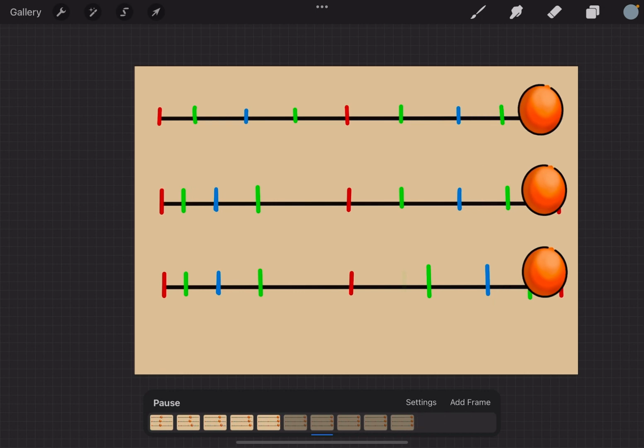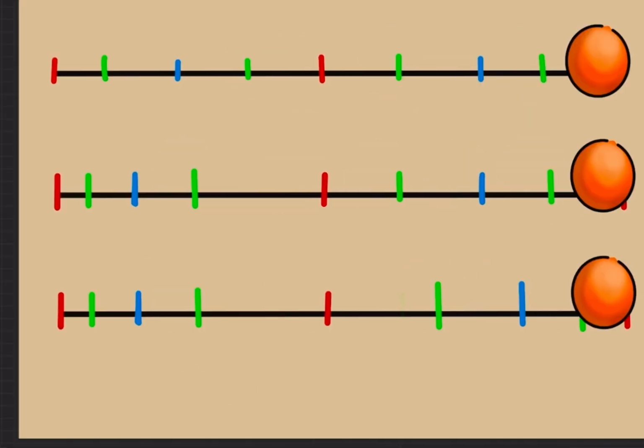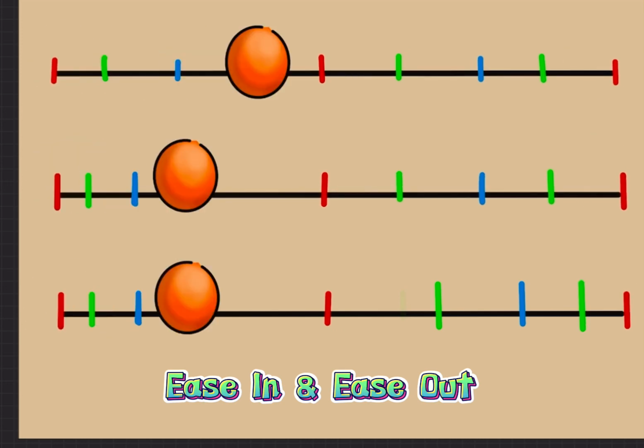And if we do the same thing on the end, the ball appears to speed up and slow down before it comes to a stop. This is called easing in and easing out, and it makes our animations look less robotic and more believable.